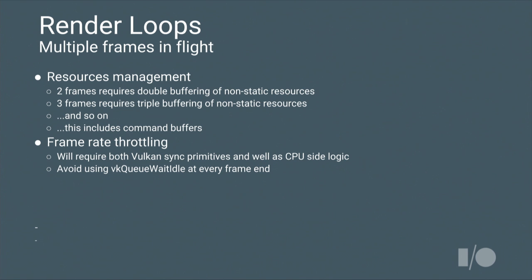So if you have more than one frame in flight, say you have 2, then you obviously need to double buffer all your non-static resources. If you have 3, then you need to triple buffer your non-static resources, and so on and so forth. And this also includes things like your command buffer. The command buffers are a good starting point if you need to figure out what resources are backing that particular frame. So you can start building a dependency graph from the command buffer back to the resources that you need. And since you have multiple frames in flight, you'll probably need to handle the frame rate throttling yourself.